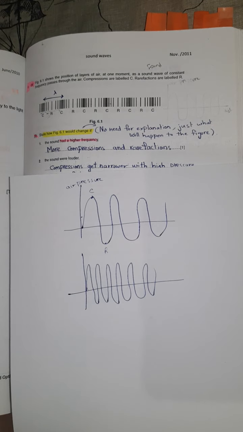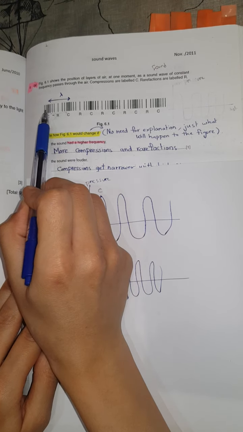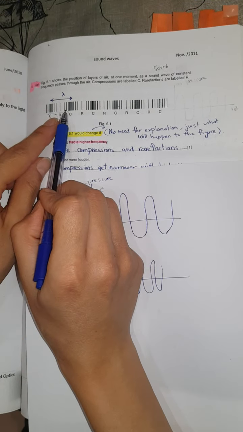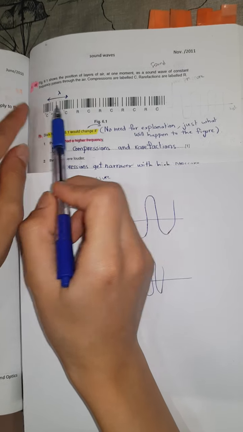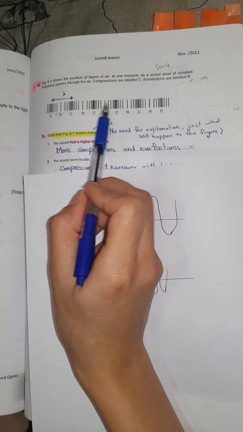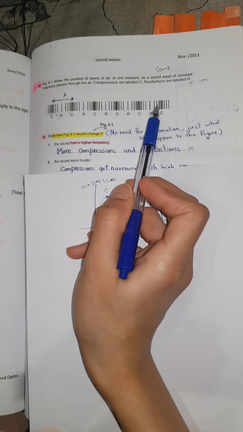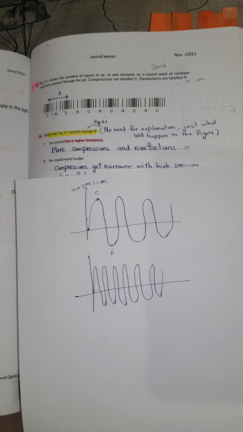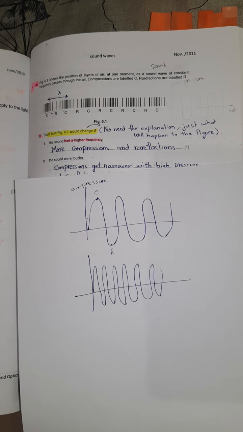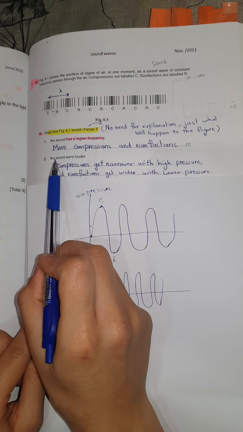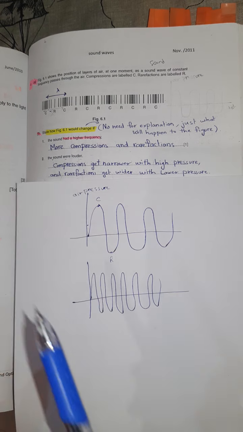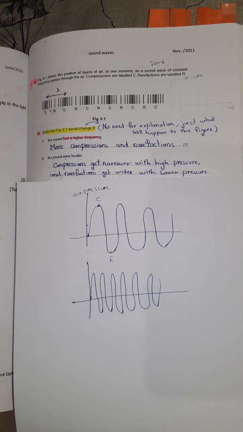If they ask you to draw it, so easy. Just in the same space, bring the rarefaction closer to the compression. Shift, shift, shift. So you will put, instead of 1, 2, 3, 4, 5, 6 compressions, for example, you draw 8 compressions and 8 rarefactions, and so on. Clear? The second one, if the sound were louder, you know, louder, it means what?